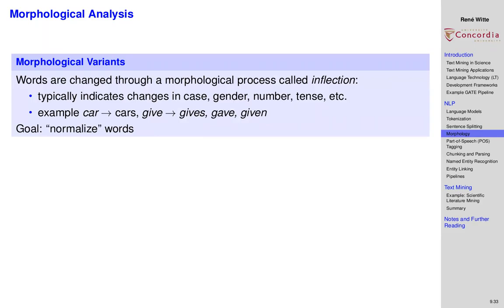So in most languages, words are changing, and they are changed through a morphological process that's called inflection. So words change based on case, gender, number, tense, and so on. For example, the word car changes to the plural form cars, or the verb give changes depending on the tense to gives, gave, given. So the goal in morphological analysis is to somehow normalize these words, to be able to go back from one of these variants to the original so-called root form of the word.